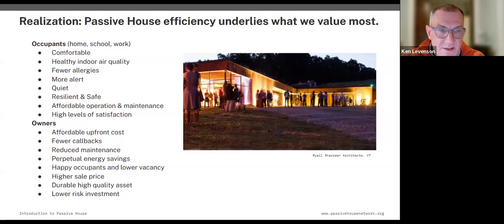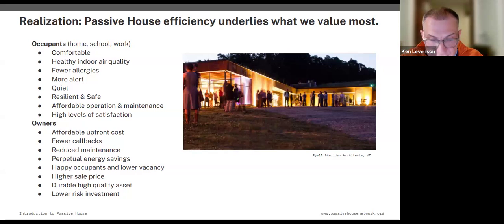Happy occupants means lower vacancy, higher sale price. Hard to say, I don't have anything specific on it. When we have an overheated real estate market with housing shortages, it's hard to know what Passive House is adding to that, but we do see Passive House staying right at the top of any comparables. And so you end up with a durable, high quality asset at the end of the day.